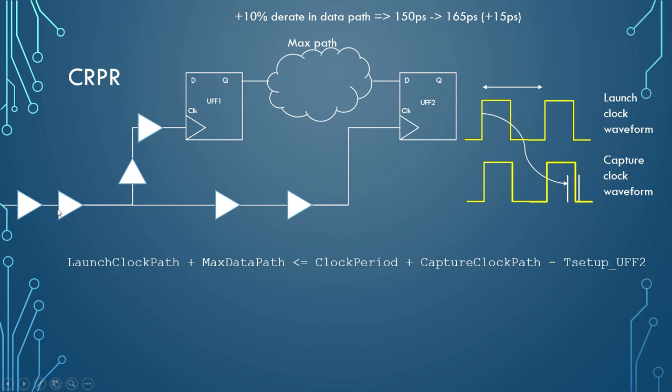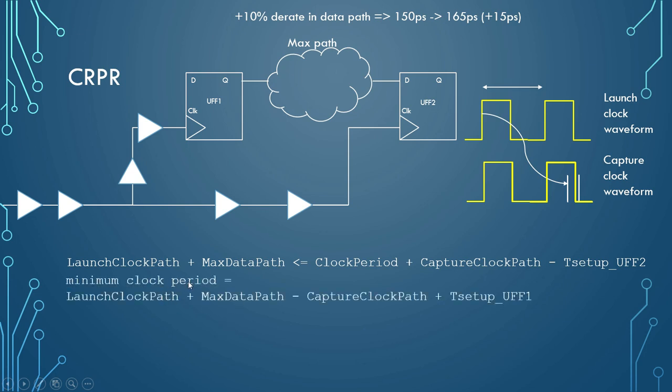From here, we can also calculate the minimum clock period which is needed. That means the minimum clock period for setup slack to be positive should be at least launch clock plus max data path, and you can take this to the other side. So it becomes minus capture clock path plus T setup of UFF2.